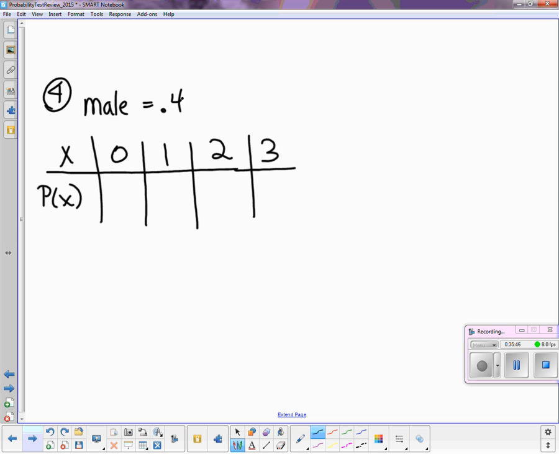Why don't we come up with a sample space? Remember that word? What does sample space mean? All the possible outcomes. So remember, we're looking at males now, right? So let's start with 0. No males, which would look like what? Female, female, female. Would you agree? No males. 0 males.